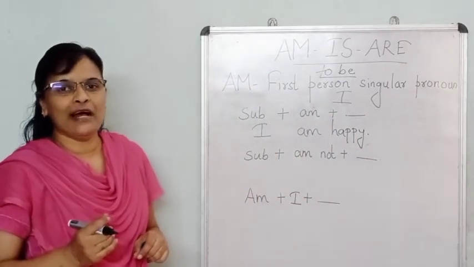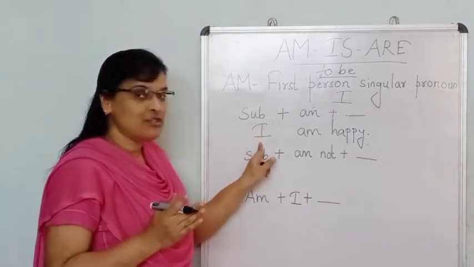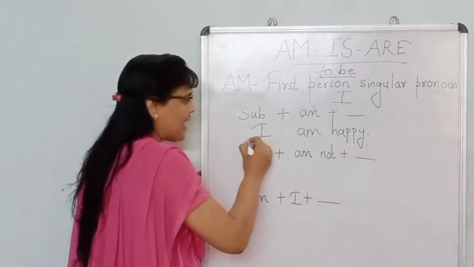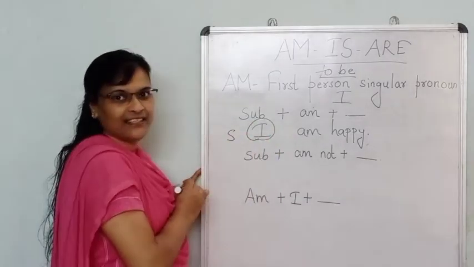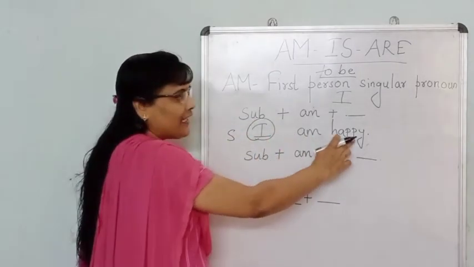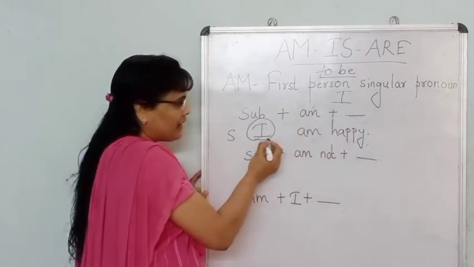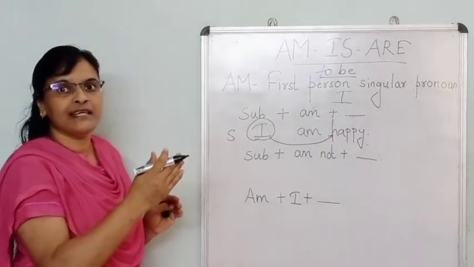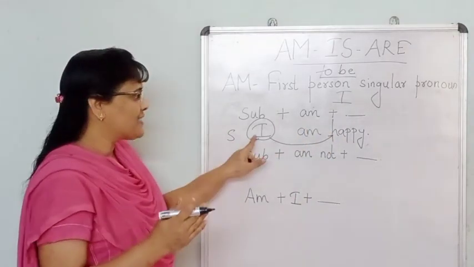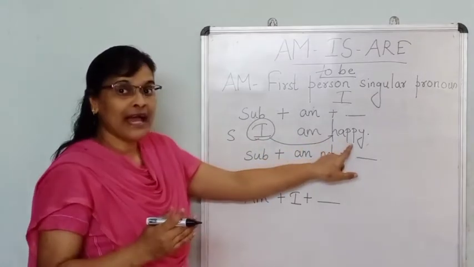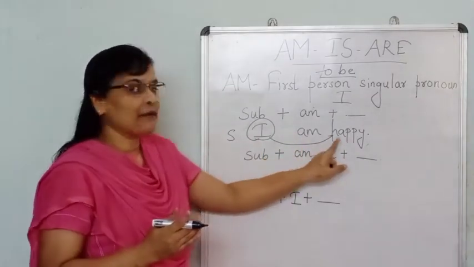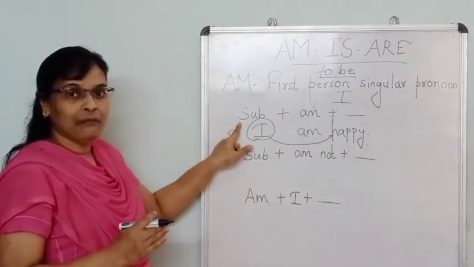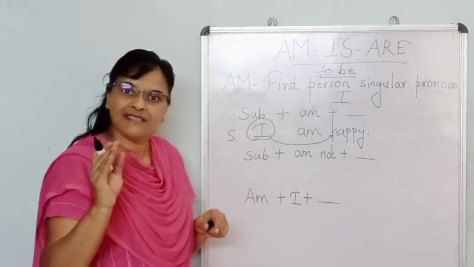As I told you, it connects the subject to what is being said about the subject. This I is our subject, right? Then am, then happy. So this am connects this I to what is being said about the subject. What is said? It is said that I am happy. So that is the present status. Remember, this is in case of affirmative sentences.